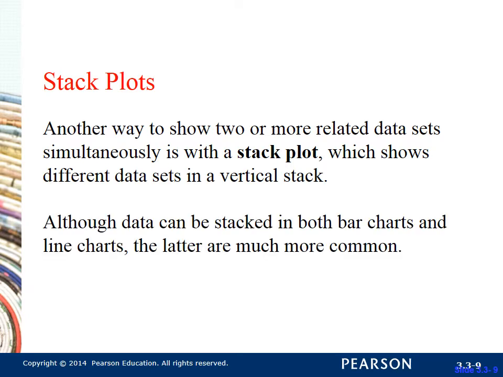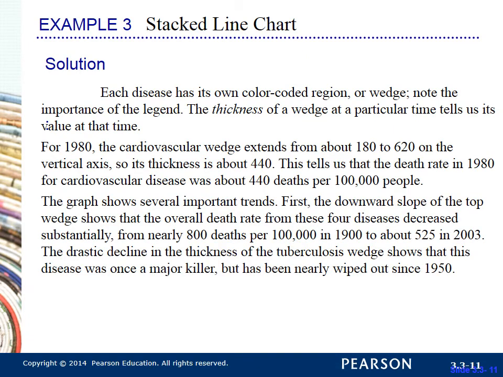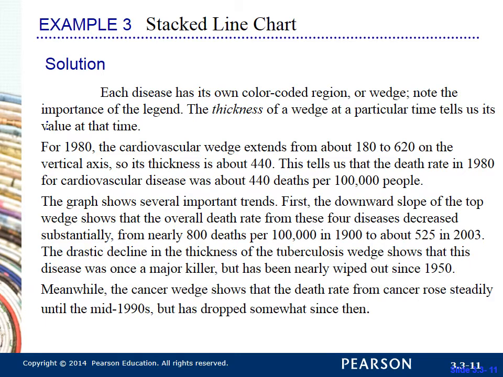They can be stacked in bar charts or line charts, even though at the beginning. Notice we were up here at around 800 for the top of the highest wedge, and notice it's all down closer to 600. From nearly 800 deaths per 100,000 in 1900 to 525 in 2003. So the drastic decline in the thickness of the tuberculosis wedge shows this was once a major killer, but it's now pretty well wiped out. So that being gone really made my wedge a lot smaller.